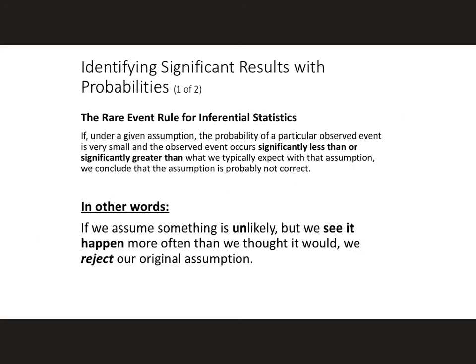We may have to identify significant results when we're looking at probabilities. So here we have the rare event rule for inferential statistics. If under a given assumption the probability of a particular observed event is very small and the observed event occurs significantly less than or significantly greater than what we typically expect with that assumption, then we can conclude that the assumption is probably not correct. So in other words, if we assume something is unlikely, but we see it happen more often than we thought it would, then we will reject our original assumption.